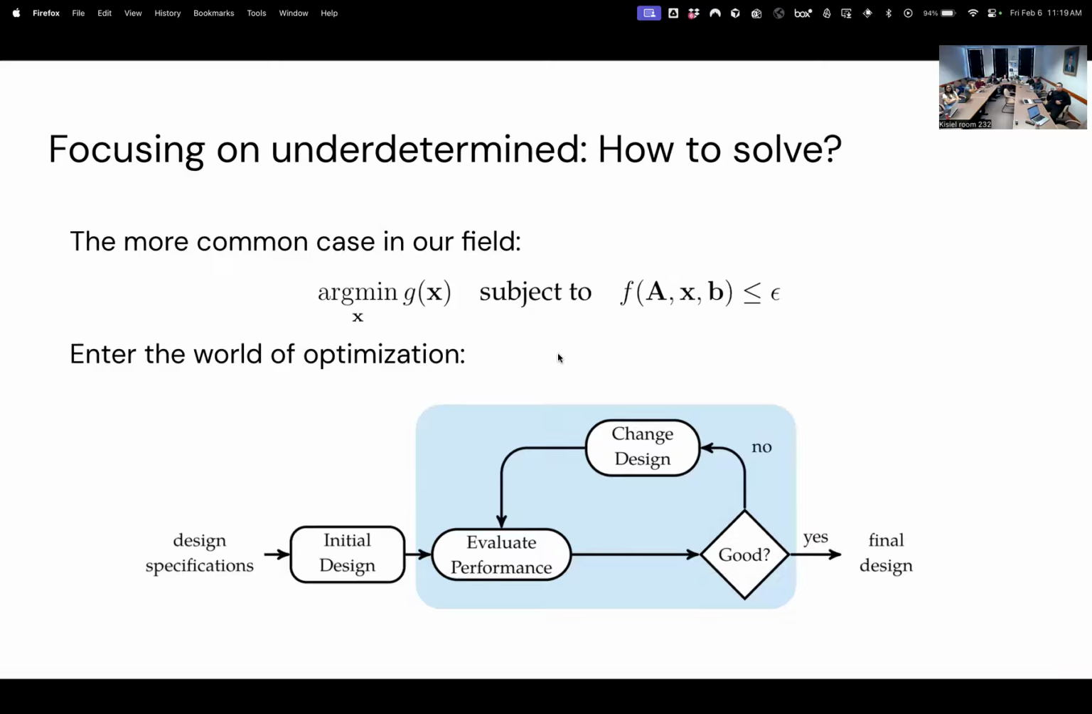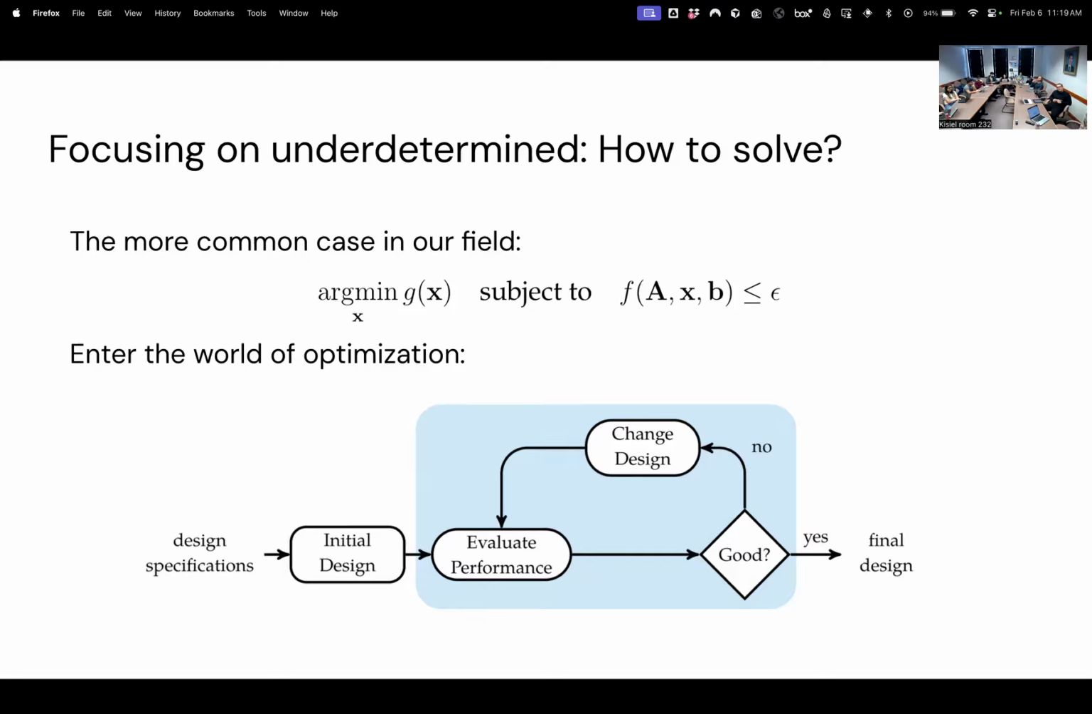Okay, so if we go back to talking about these underdetermined systems, which is almost always the case in earth and environmental sciences, we have a lot more things in our system than we can measure. So we need to find the minimum error for our given model. And this brings us to the world of optimization, where we have to take some iterative approach.